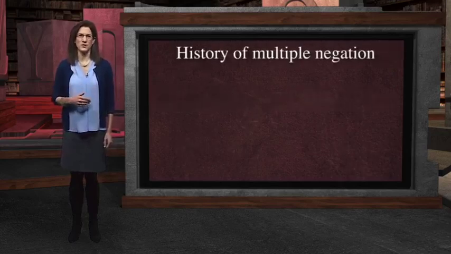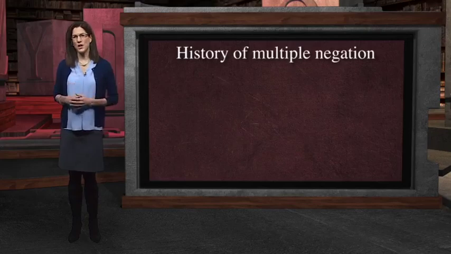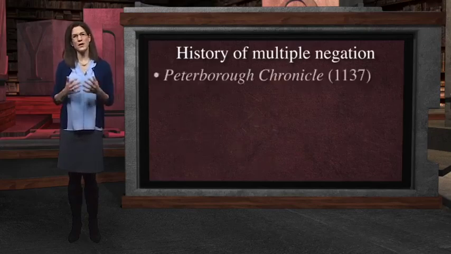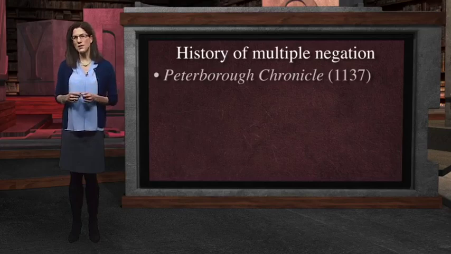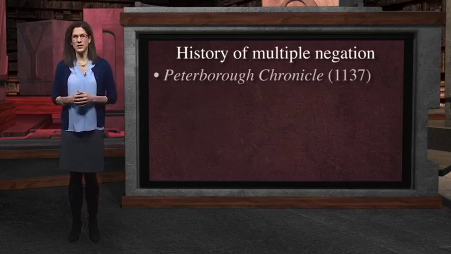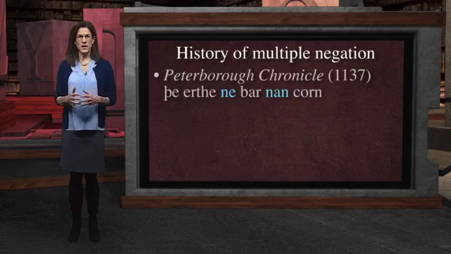Let me give you a few examples from hundreds of years ago. The first one comes from a document called the Peterborough Chronicle, which was recording the history of Britain. This entry is from 1137, and it's describing the consequences of the Civil War under King Stephen. And here is the sentence. This would be early Middle English. The earth ne bar non corn.